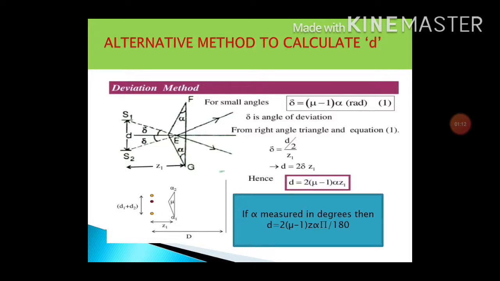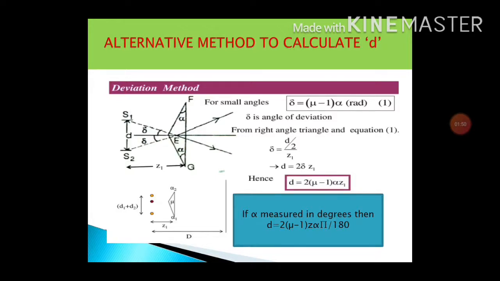This z1 I have taken as the distance between S1 S2 and your biprism. So from here you can write small d = 2 delta z1. So you can substitute the value of delta from equation number 1. So you will get small d = 2 (mu - 1) alpha z1. Here mu is the refractive index, alpha is the refracting angle of the prism, and z1 is the distance between the source and the biprism. If all these values are known to us, then we can simply find out the value of d.